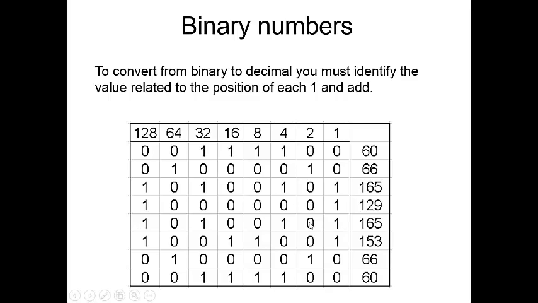0, which doesn't equal anything, and then another 1, that's equal to a 4, so I'm adding those numbers up. 0, 0, the next 1 is equal to 32, and then 0, and the next 1 is equal to 128. If I add up those numbers, I'm going to get to 165.